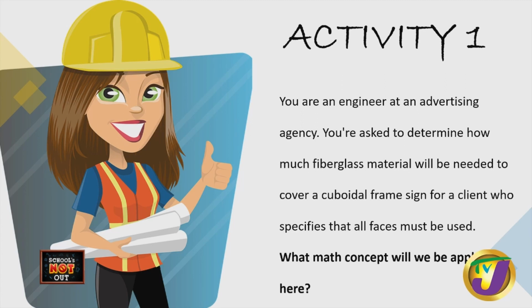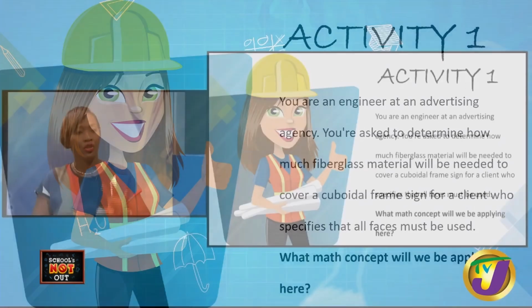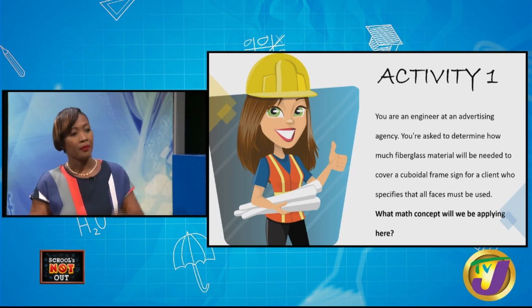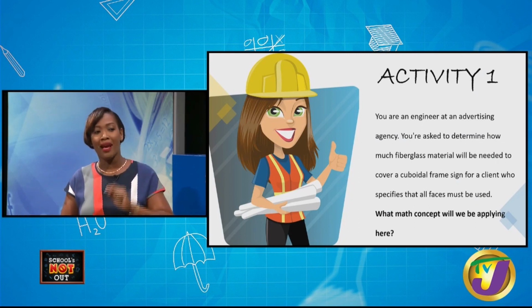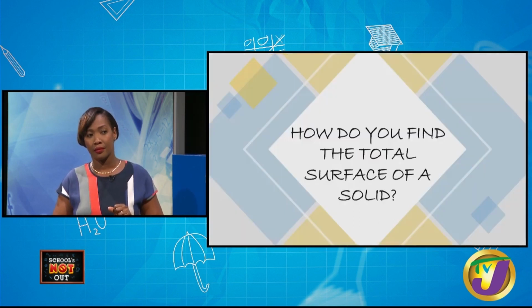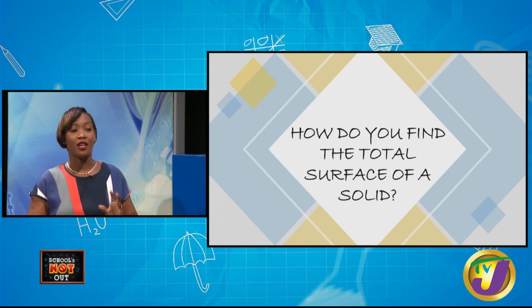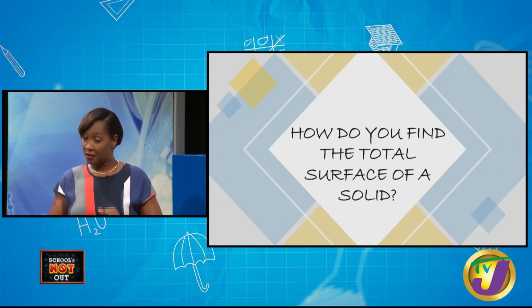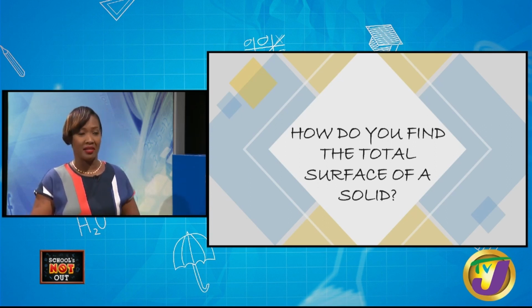Now fiberglass comes in a fabric-like roll that you'd use to stretch across this frame to create your cuboidal design. What would you think you'd need to do? What math concept would you be applying here? Yes, you would have to figure out the total surface area of that particular cuboidal frame in order to be a very good engineer in this instance.